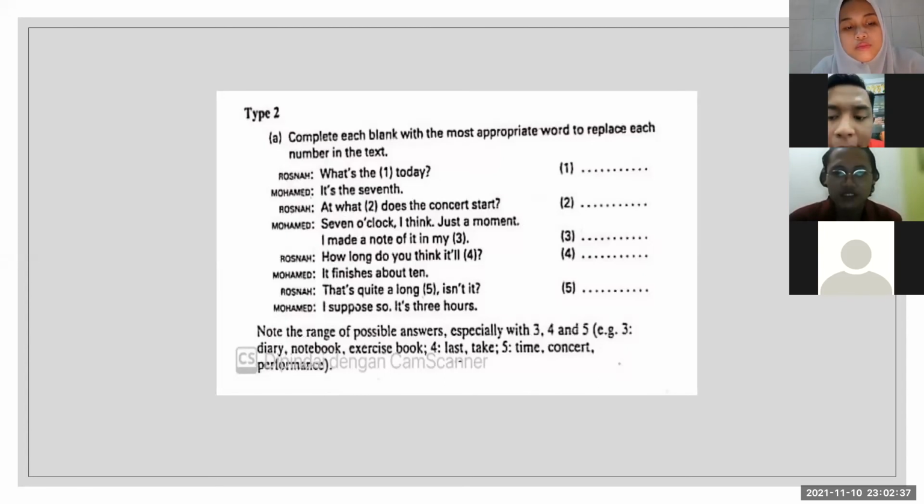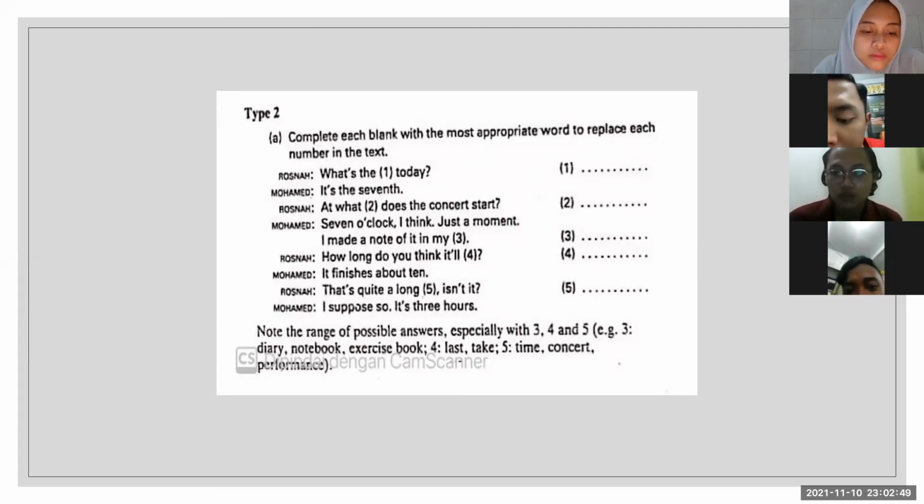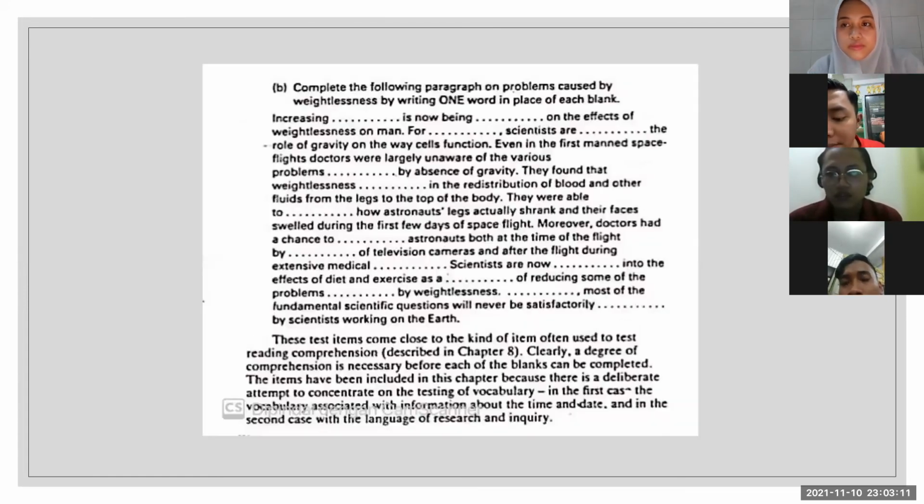The next slide is type 2. Type 2 is like: complete each blank with the most appropriate word applicable in the text. It's like a conversation. Rosnan and Mohammed, the date is the 17th. It's like a conversation in elementary school. This is not hard, like type 1, and I think the student can complete this sentence very well. We're going to the next slide.